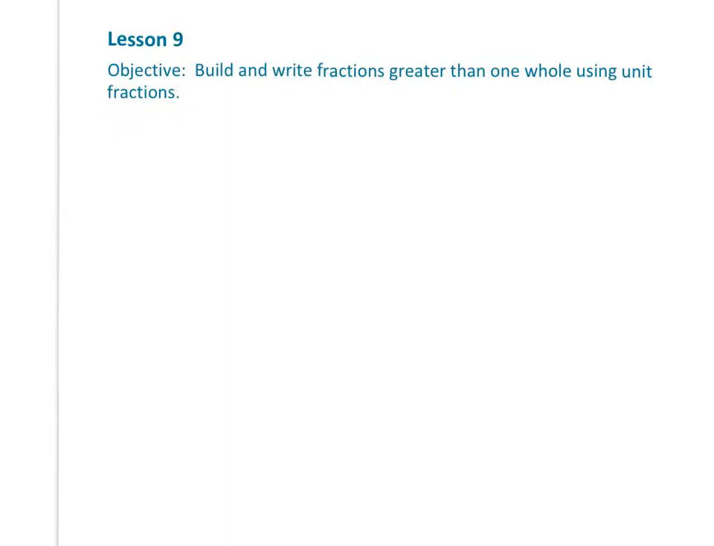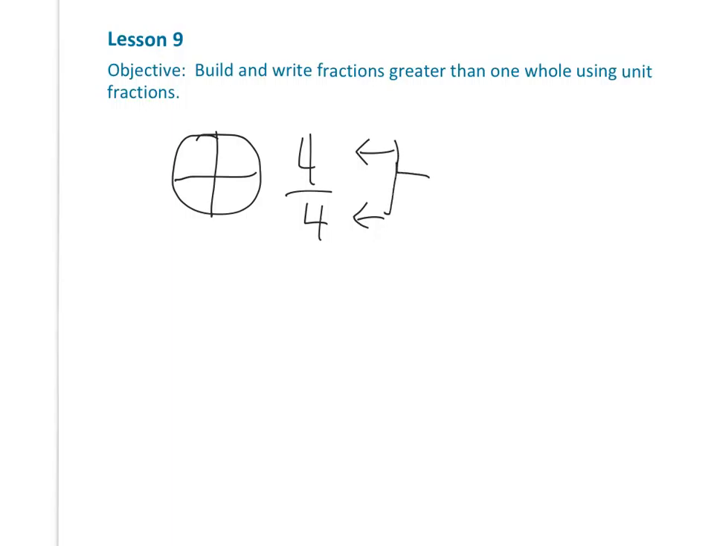So what we have been looking at is things like this, where if you had this, and this, and this, one whole you would say is 4 out of 4. Or the top number is the same as the bottom number. That's one whole. When these are the same, equals one whole.